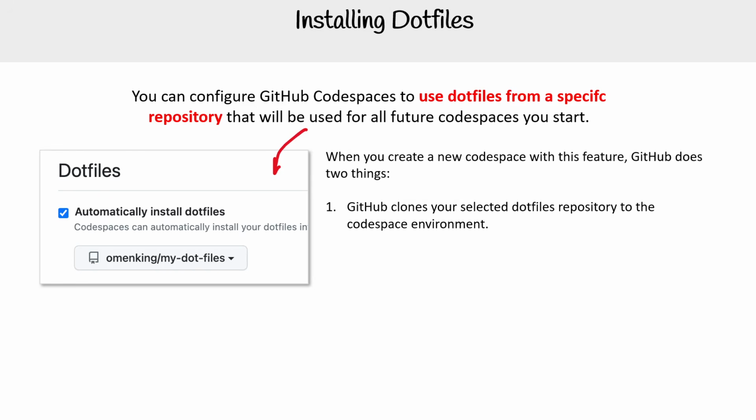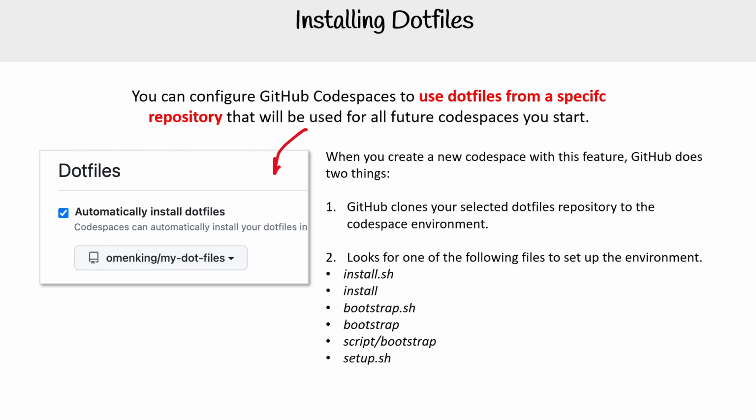GitHub clones your selected dotfile repos to the Codespace environment, and looks for one of the following files to set up your environment. So we have install.sh, bootstrap, setup.sh, and a bunch of others. So you can see that you could probably offset some of the configuration that would be in devcontainer into this as post-boot scripts. But yeah, there you go.